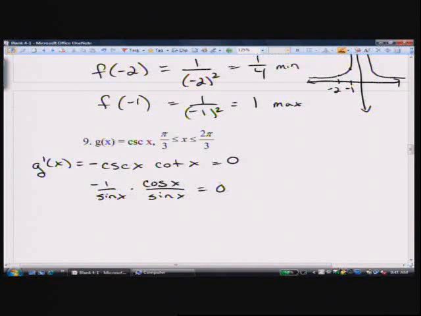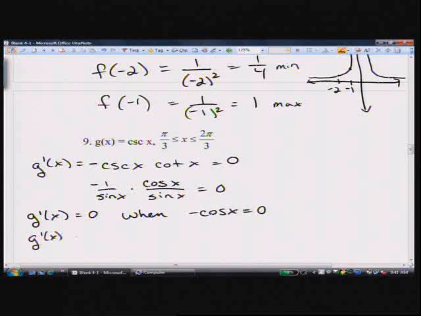Right? So this equals 0 when negative cosine x equals 0, right? Because a fraction equals 0 when the numerator equals 0. And g prime of x will be undefined when the denominator, which is sine squared x, equals 0. Does that make sense? Okay.